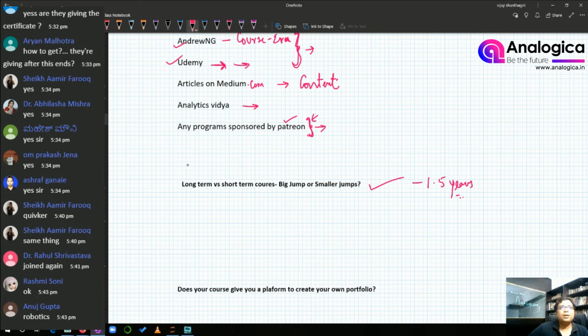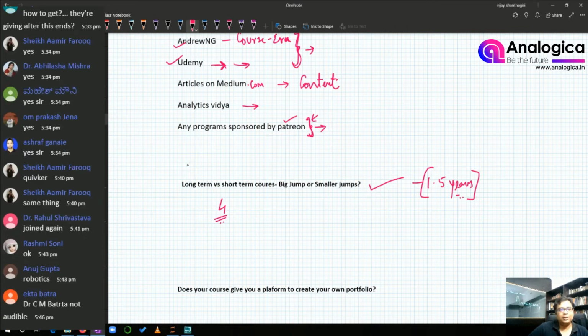Now, think about what happened the last time you did this. Were you transformed in 4 years of your graduate degree? Were you transformed in the 2 years of your masters, right?